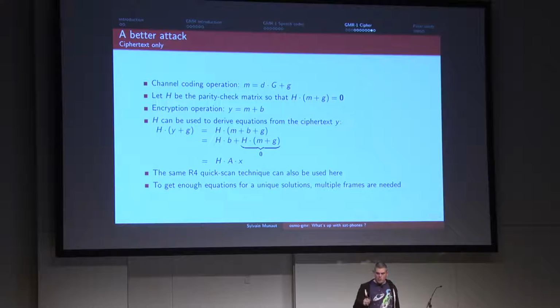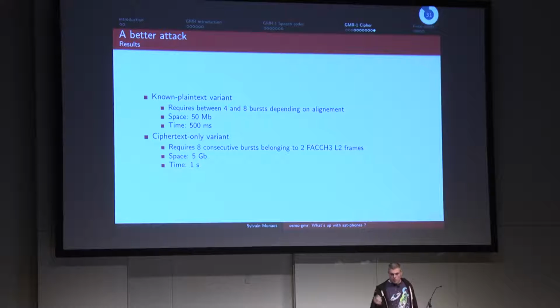And the last value is H, which, well, you know it. Again, it's the same H multiplied by A, which is what you had in the known plaintext attack, so you know it as well. And the only thing you don't know is x, and so, again, you have a linear system of equations that you can solve, and the same quick scan method can be applied to scan very quickly and not have to solve everything. So this is the result.